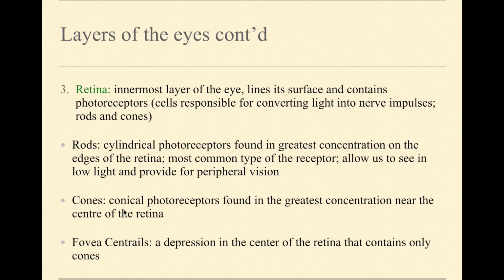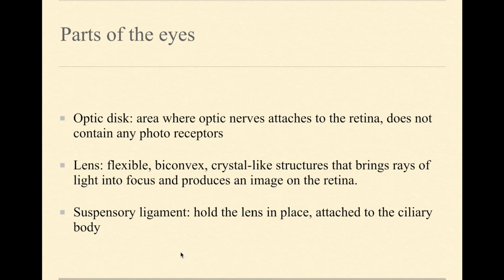And the cones are conical photoreceptors found in the greatest concentration near the center of the retina. We have the fovea centralis, a depression in the center of the retina that contains only cones. So mainly this is the layer part of the retina. Then we have other parts of the eye, which are the optic disc, the lens, and the suspensory ligament. The optic disc is the area where the optic nerve attaches to the retina but does not contain any photoreceptors.